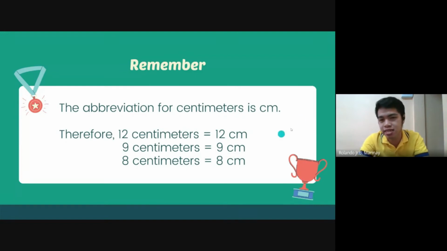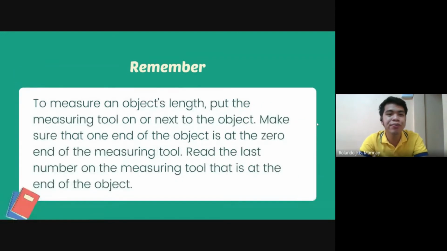Centimeters. Okay, so let's go. To measure an object's length, put the measuring tool on or next to the object.